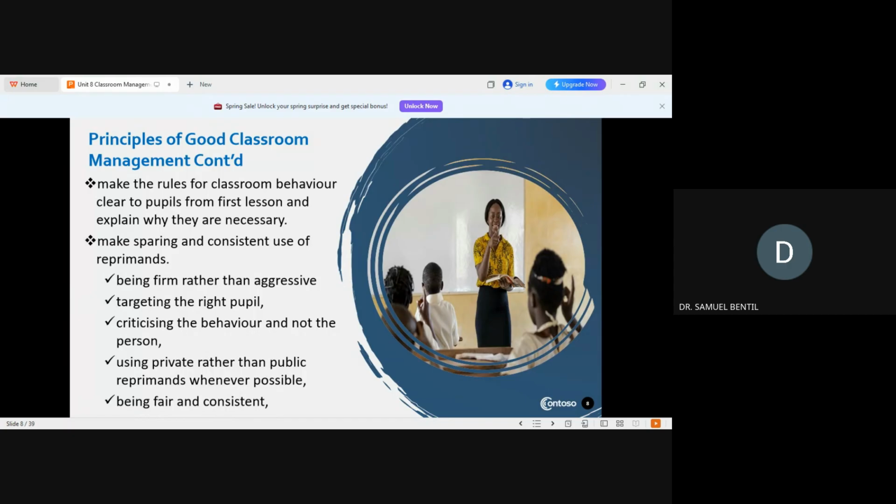So at times you can use private reprimands to handle such students. Maybe at break time, you can call that child and explain to the child why he's not supposed to do the things that he's doing, and the consequences of the things he's doing. At times, this also works better than speaking to them harshly in public and trying to embarrass them.